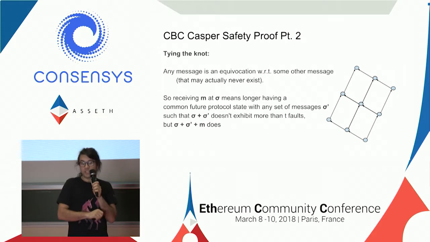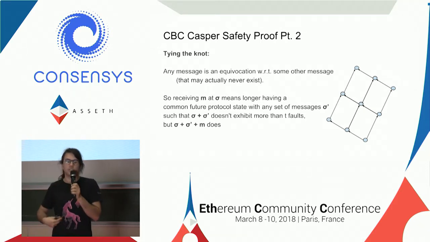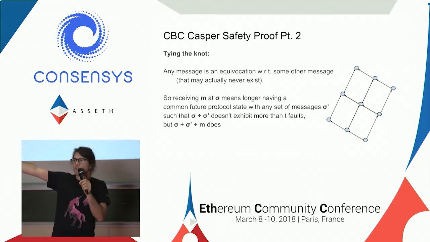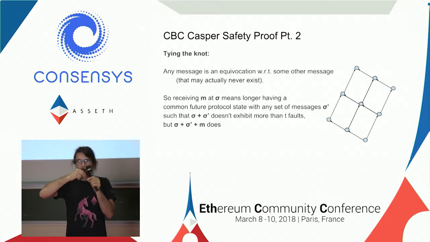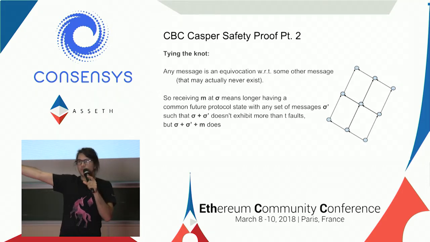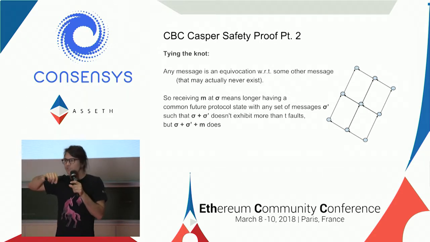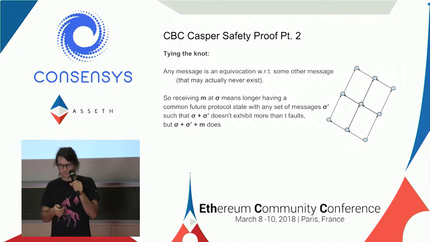An interesting thing is that any message is actually an equivocation with respect to some other messages that may or may not exist. Whenever you make a message, you drop a whole bunch of protocol states with which you used to have a common future protocol state, which you now no longer do. Every time you receive a message, there are states this set of messages no longer has a common future protocol state with, namely the ones such that the message you just received pushed you over the edge of the number of Byzantine faults that we tolerate for the union of those two states.